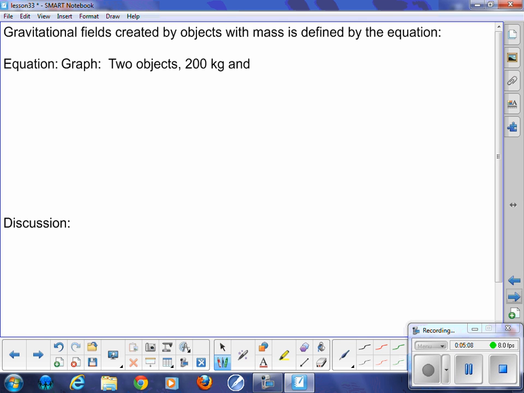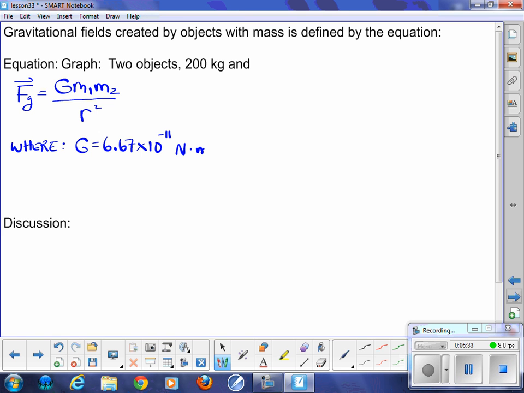in the grade 11 course. That was the equation: force due to gravity is G m1 m2 over r squared, where G is a constant. It's equal to 6.67 times 10 to the negative 11, and the units are newton meters squared per kilogram squared. m1 is the mass of the source. m2, we'll say, is the mass of the object.